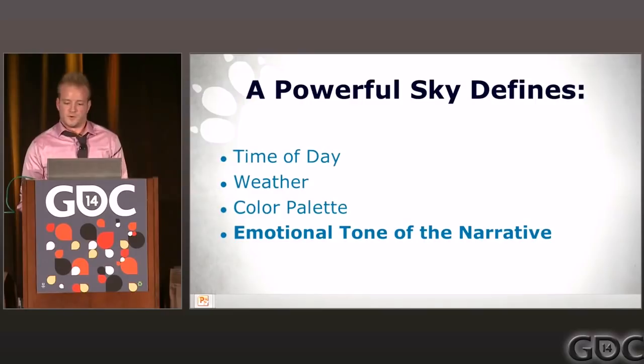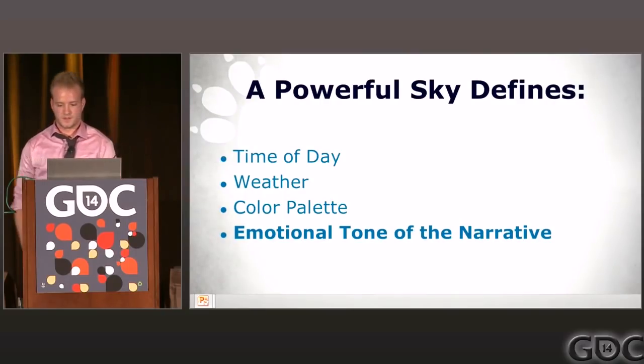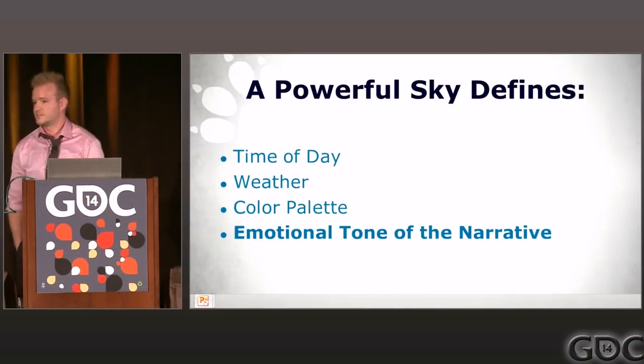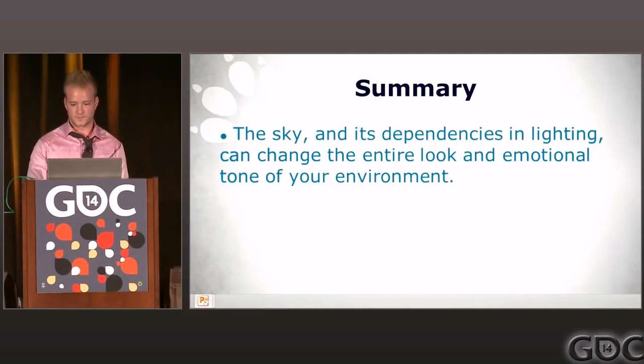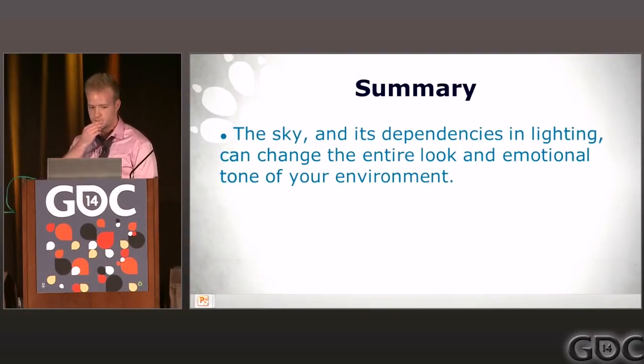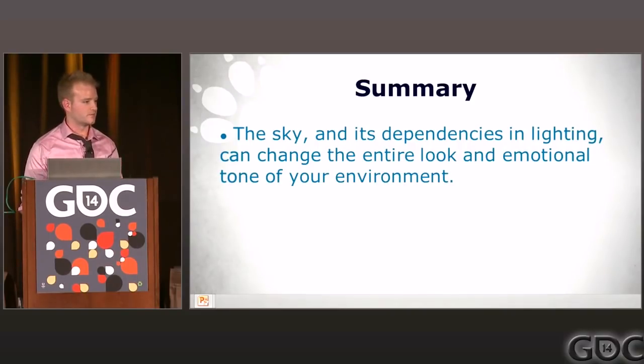So to summarize that point, an environment completely in sync with the narrative tone can be used to deliver a pointed and impactful player experience. Inversely, you can actually ruin the narrative tone by having a sky, lighting, visual tone that just doesn't match, that's out of sync. And in summary, the sky and all of its dependencies and lighting can change the entire look, the entire feel of your game.